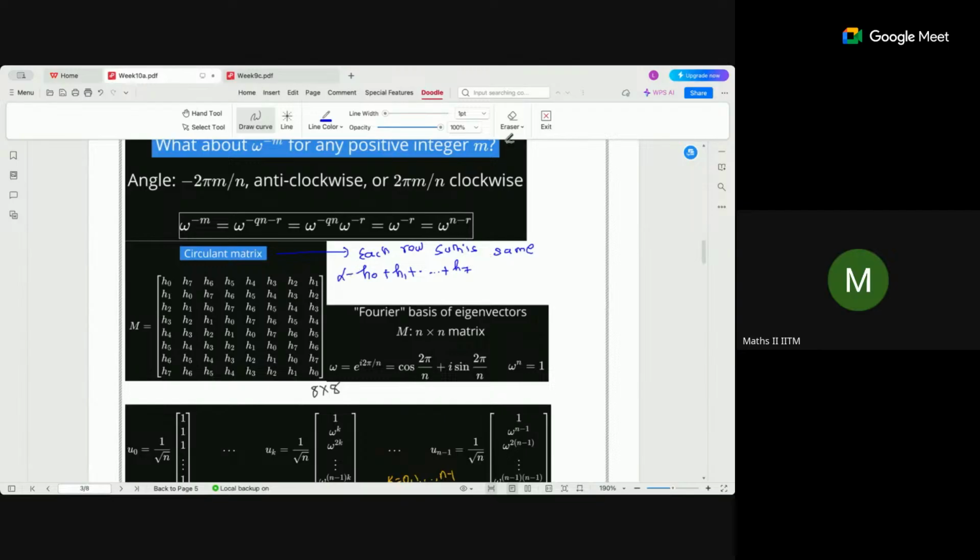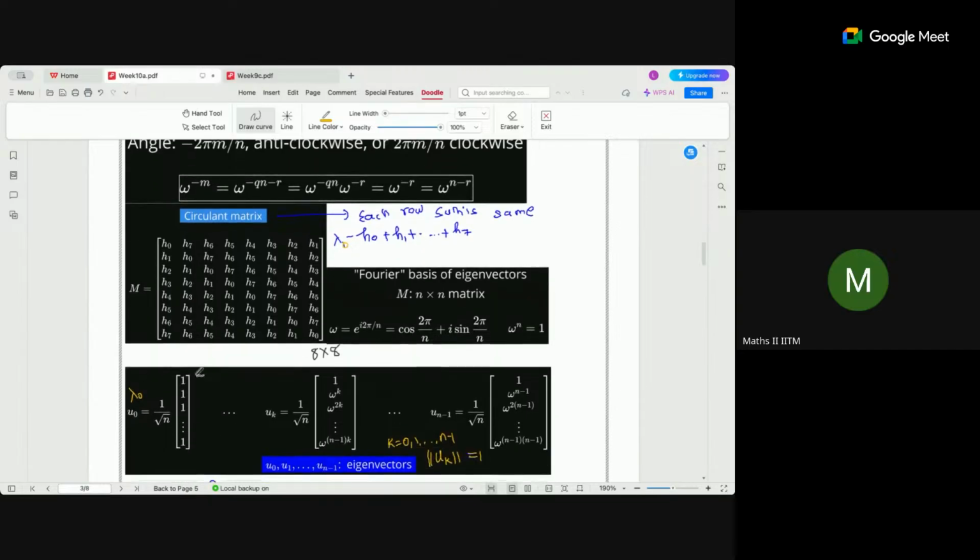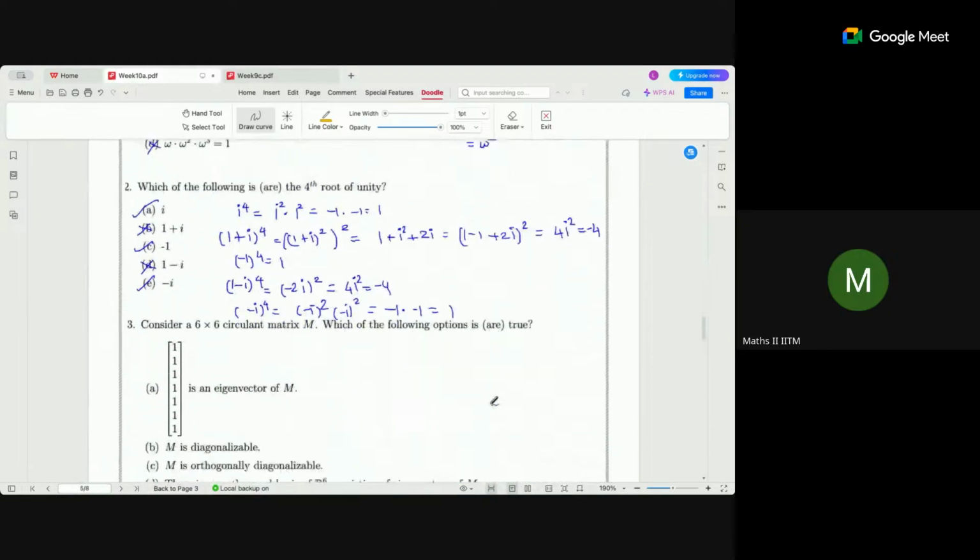Let us call it lambda 0. Corresponding to this lambda 0, your u0, the all ones vector, is the eigenvector. So for any circulant matrix, the all ones vector or any multiple of it is an eigenvector. Okay, what about the next point?